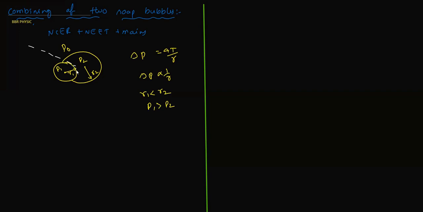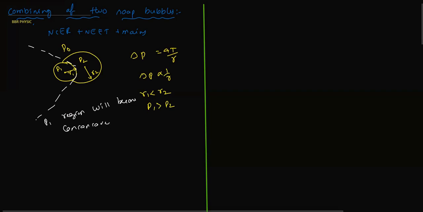So which type of shape can you observe? Like this it will become. So the P1 region will become concave. Here, whose pressure is more? Bubble 1's pressure is more. So that's why you can conclude like this.